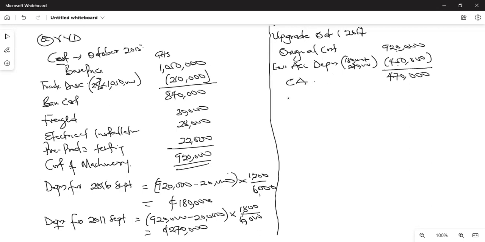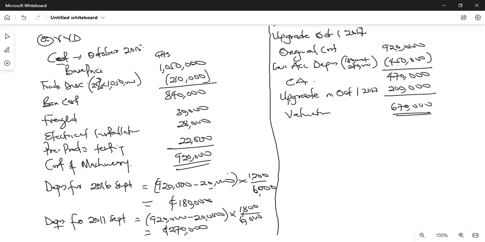Now, what is going to happen is that they upgraded this on October 1, 2017, with an amount of 200,000. So giving us a new valuation of 670,000. This now becomes the cost. If we now need to determine the depreciation of the assets in this current year, the story went on to tell us that the scrap value, which was 20,000, was now 40,000, and the useful life was changed.